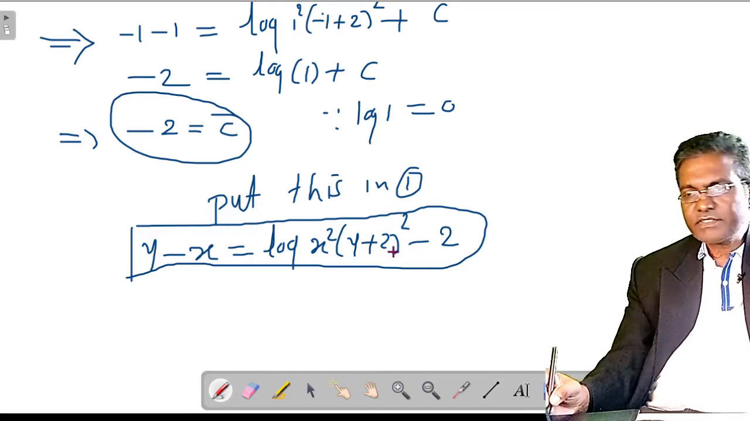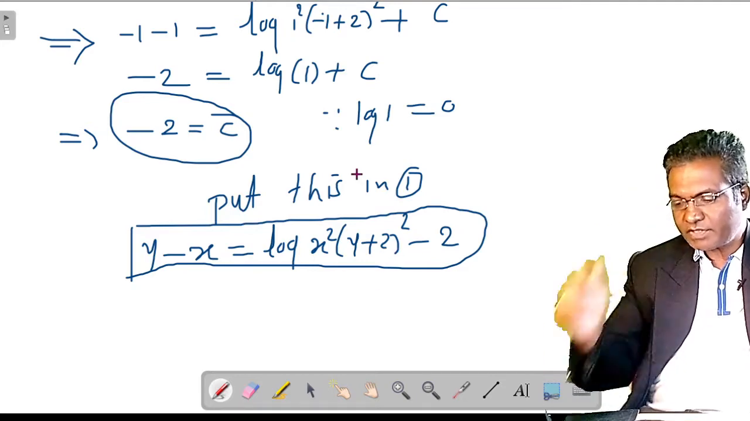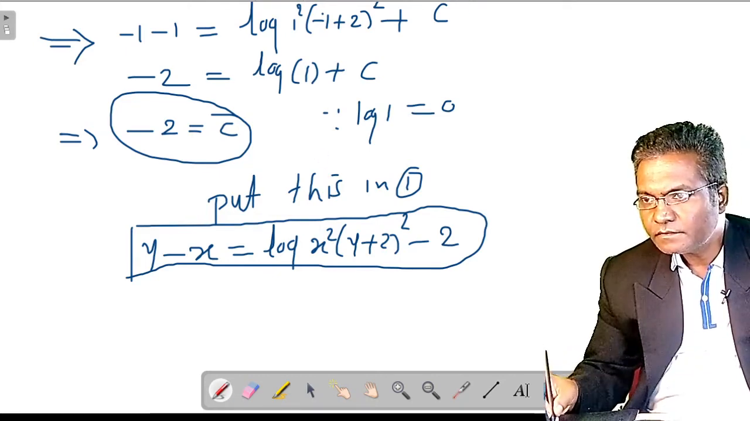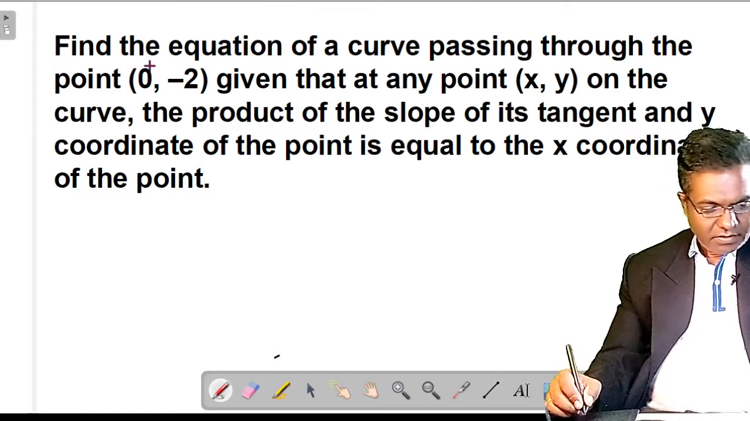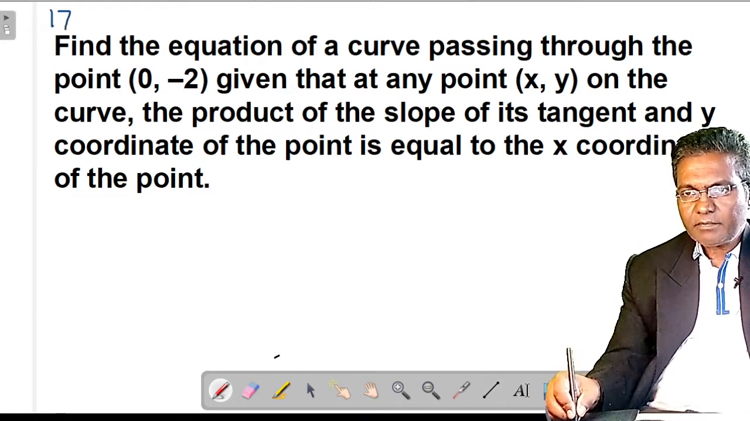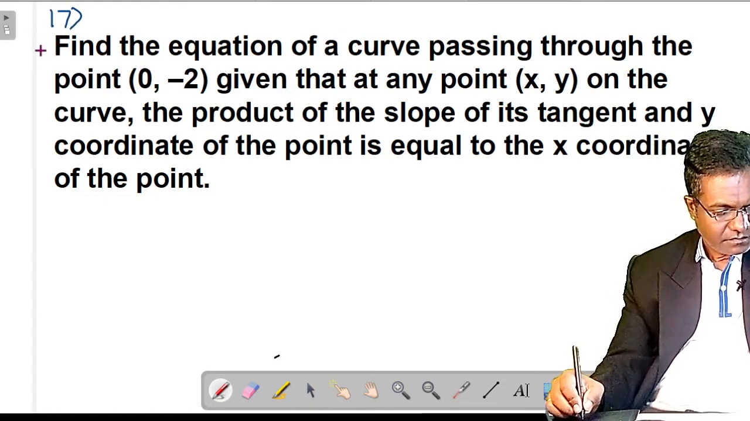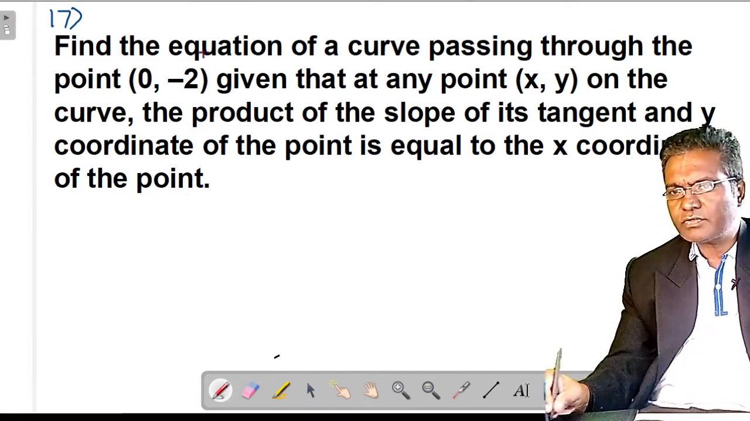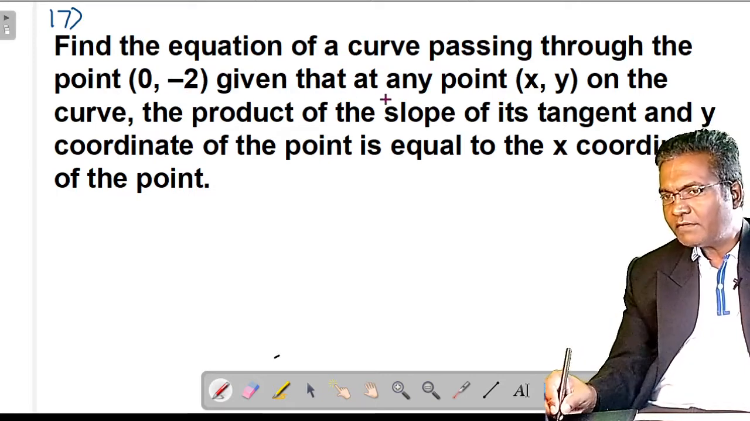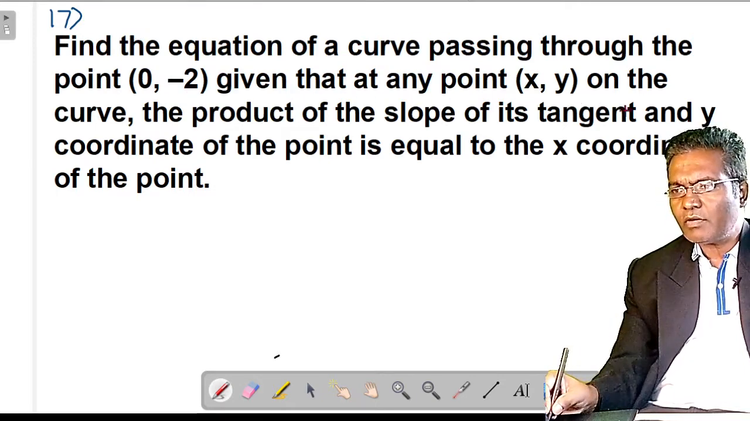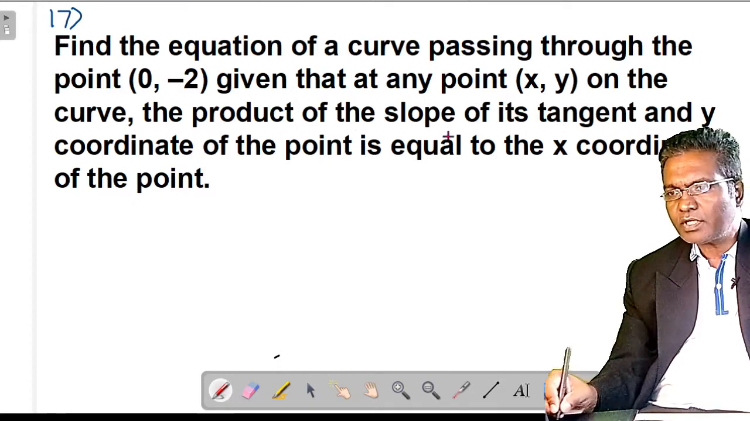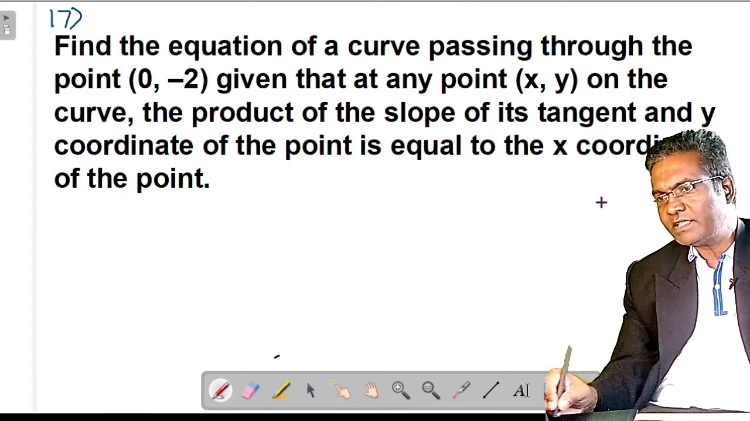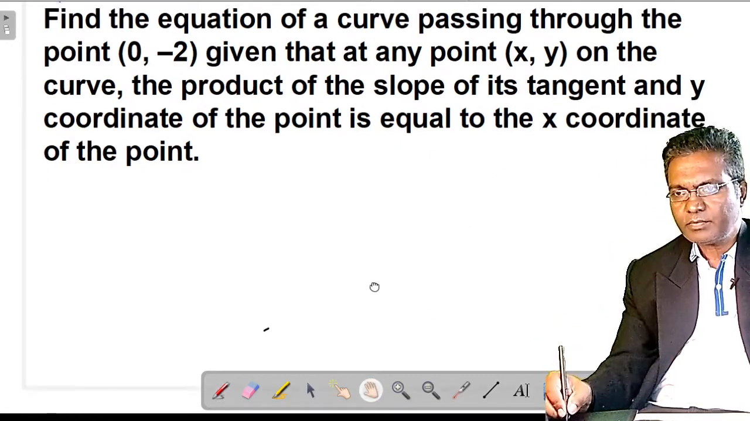Let's have 2 more on this and we'll end the session. This is example number 17. Find the equation of the curve passing through the point 0, minus 2, given that at any point x comma y on the curve, the product of the slope of its tangent and the y coordinate of the point is equal to the x coordinate of the point.